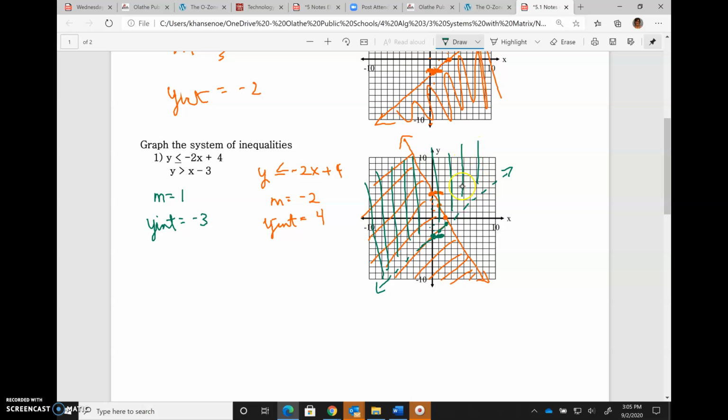Where they overlap is my answer. So you need to make sure that you're coloring this in good enough that I can actually tell that you know that this is where your answer is. Okay? It doesn't have to be solid, but you need to make sure I can tell that that's where the answer is.